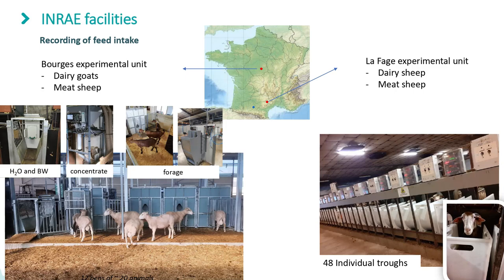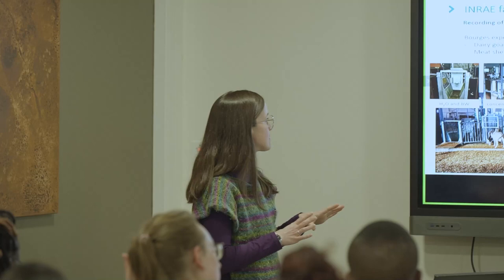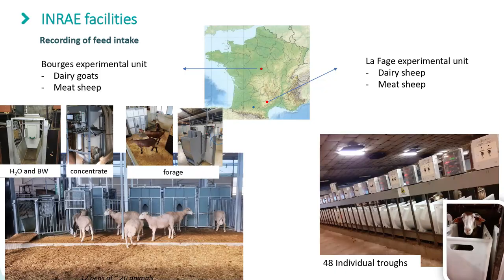The other experimental farm is in Bourges, and here we can collect feed intake in meat sheep and dairy goats. This is a very new facility. We can collect different intakes: the water intake, the concentrate intake, and even the forage intake.